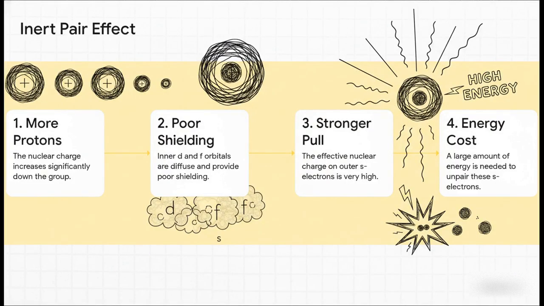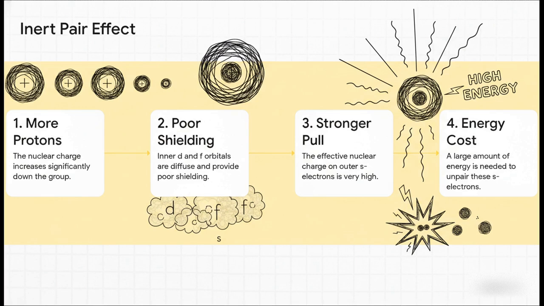Okay, let's break this down step by step. First, the nuclear charge, the number of protons, gets way, way bigger as we go down the table. Second, as we just said, those inner d and f electrons are terrible shielders. So what's the consequence? The outermost s electrons feel a much stronger pull from the nucleus than we'd expect.